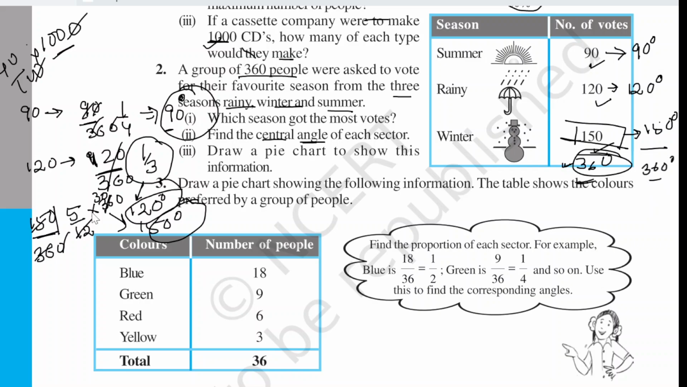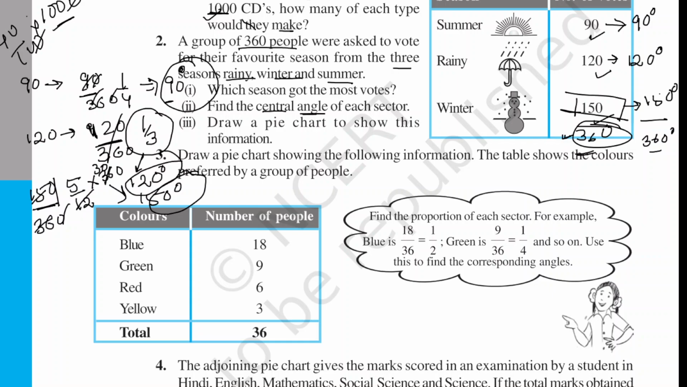Now to construct the pie chart, we will have to check. We have to draw these central angles on a circle. First, we have to draw a circle. Then we have to draw these central angles.